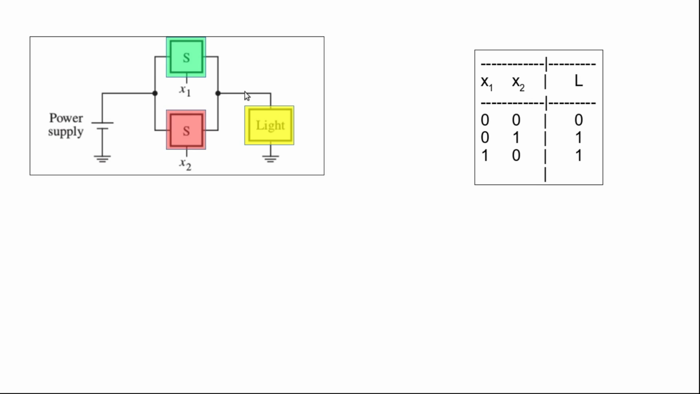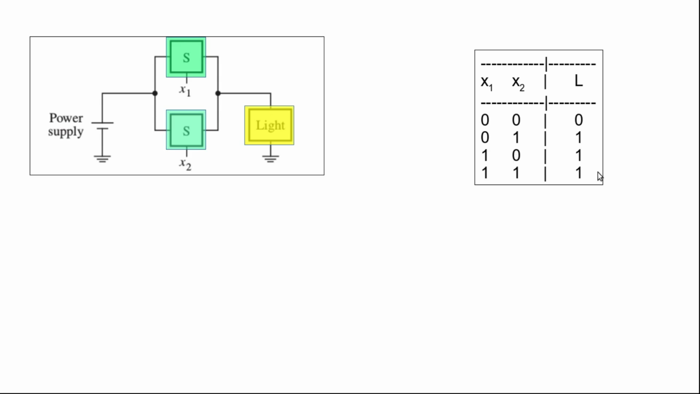Now instead, if we have x1 on and x2 off, still we will have a closed path. This path through x1 is closed, and hence there will be flow of current, and hence this light will be glowing. And this we can represent as when x1 is 1 and x2 is 0, L will be equal to 1.